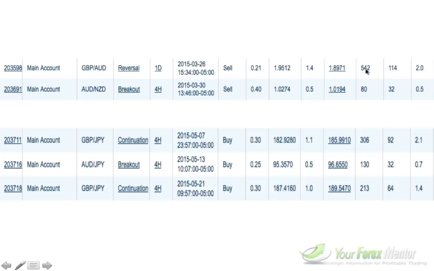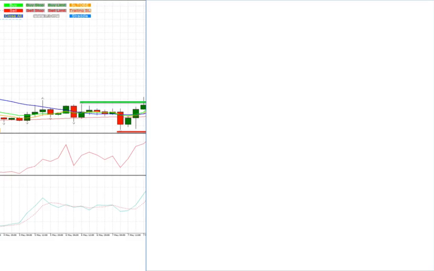This was a sell trade. Once again, trading one standard lot here, you made $5,400. Here's one, only an $80 profit, but that's still $800 if you're trading one standard lot. All right, so these are examples of both buy and sell trades that we've taken.